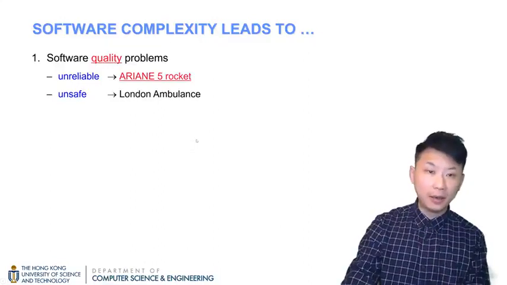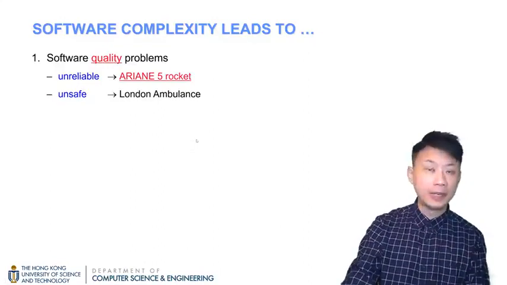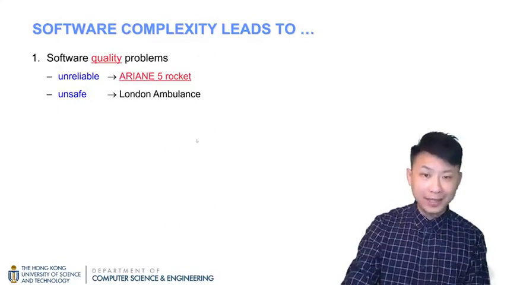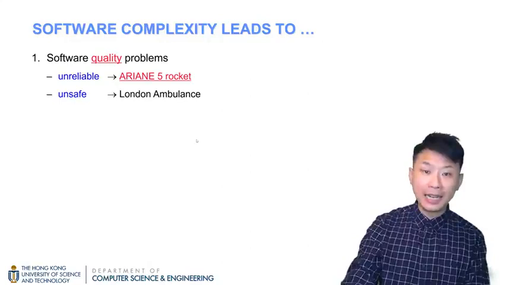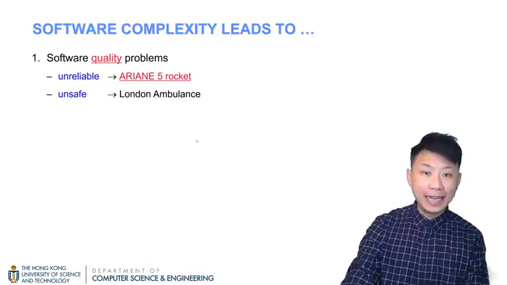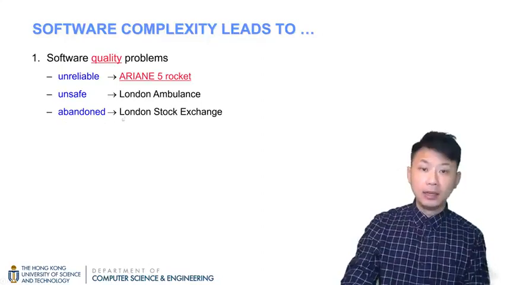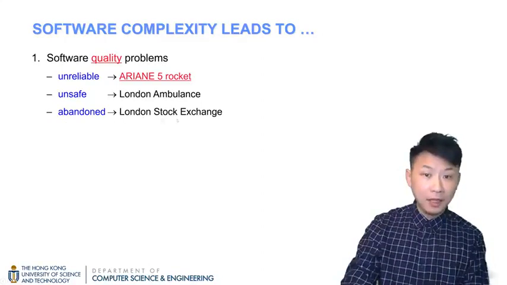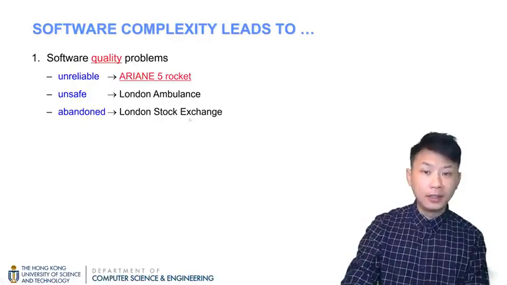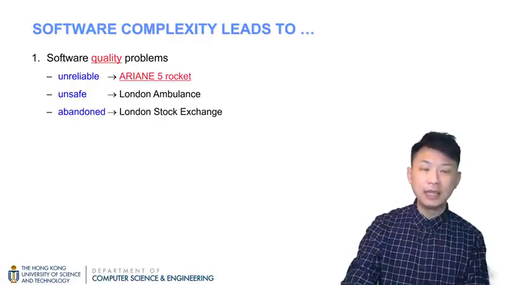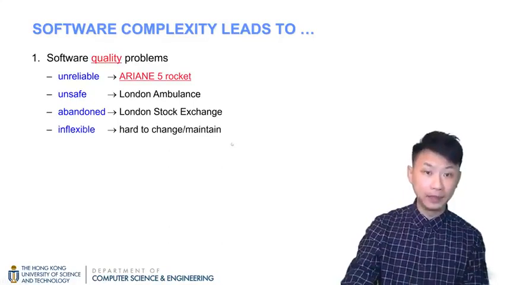And you may also make your system unsafe. For example, the London ambulance system, which failed twice in 1992, and people died because of the failure in providing ambulance service. And abandoned. For example, people spent 5 years developing this London Stock Exchange system, and then eventually they had to abandon the system because it's not reliable.